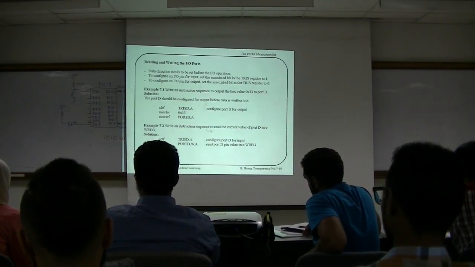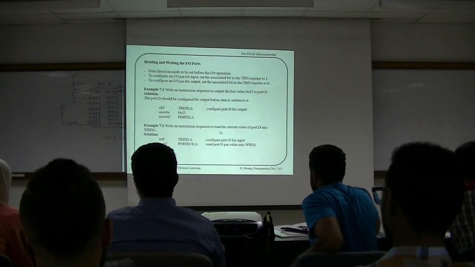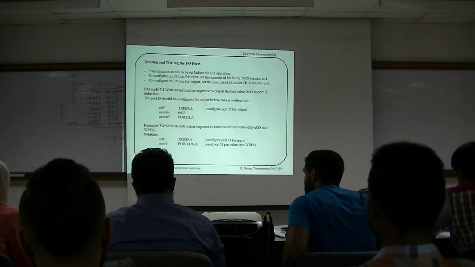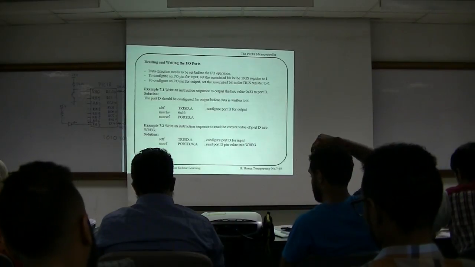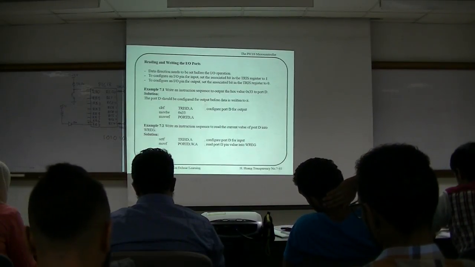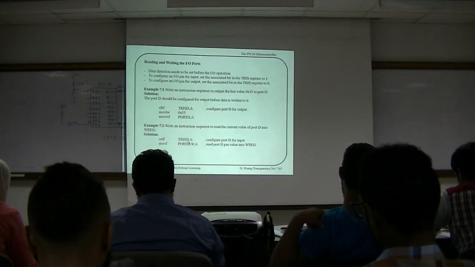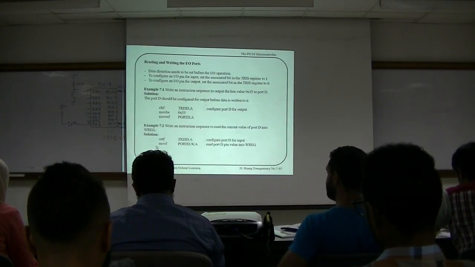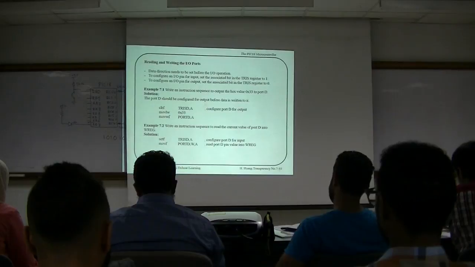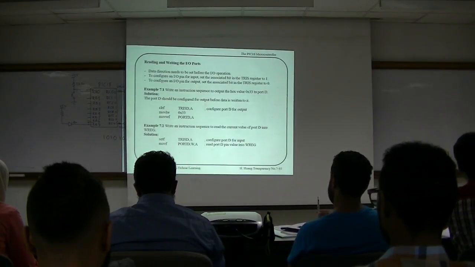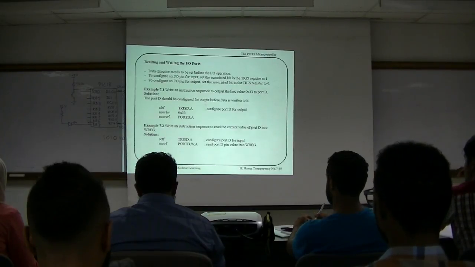Next one, write an instruction sequence to read the current value of port D into the working register. Now port D is input or output? Input. So you set TRIS to configure port D to become input, and then you just move port D to the working register, done. Whatever the content inside port D will be transferred to the working register. Do you have any question up to this point? Yes, no?